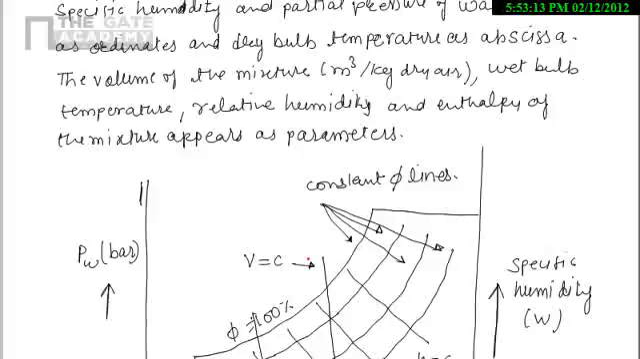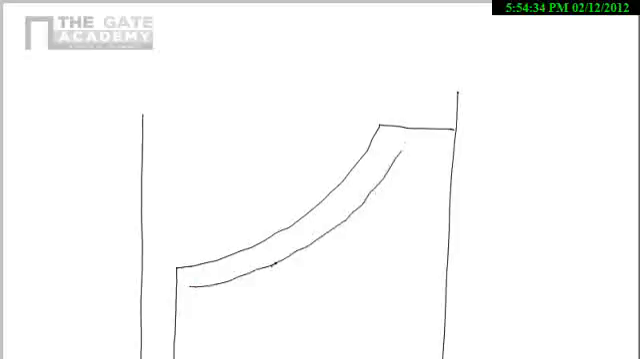And now in a separate diagram I will talk about how we can find out wet bulb and dew point temperature. This one is the psychrometric chart here. In that I will first represent the constant relative humidity lines.